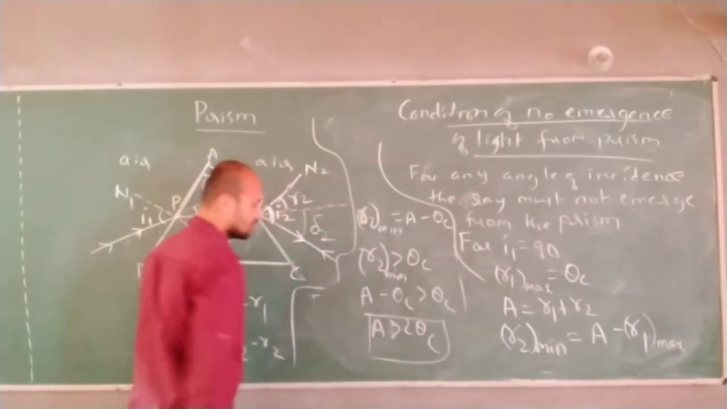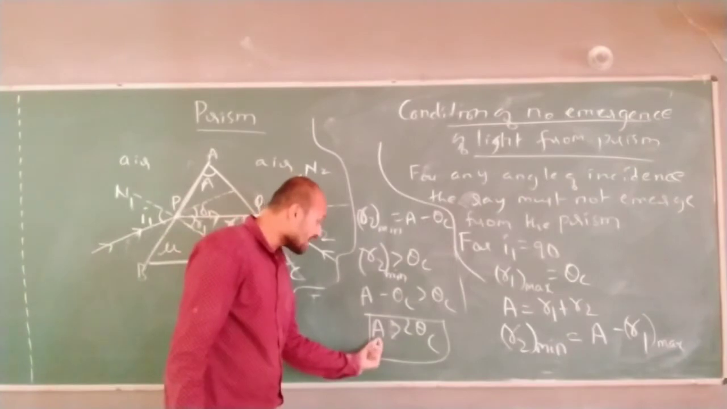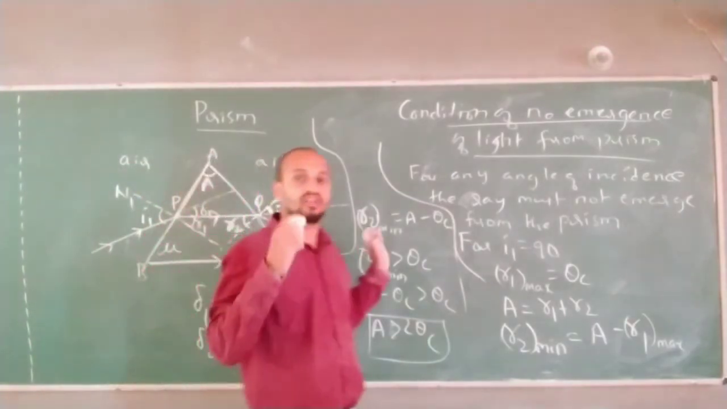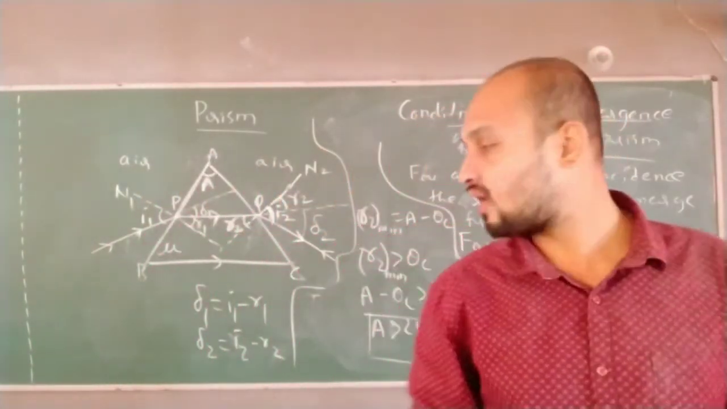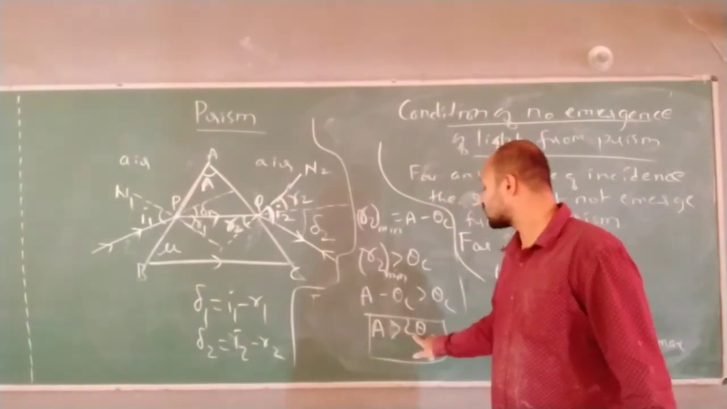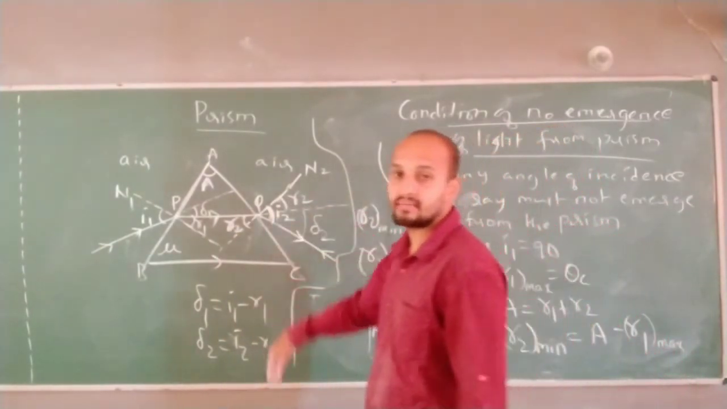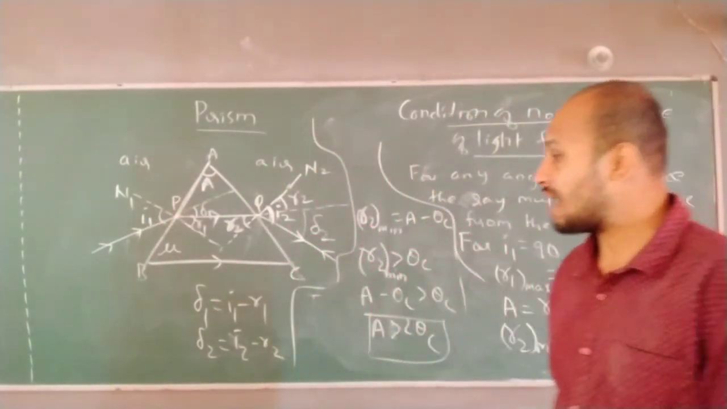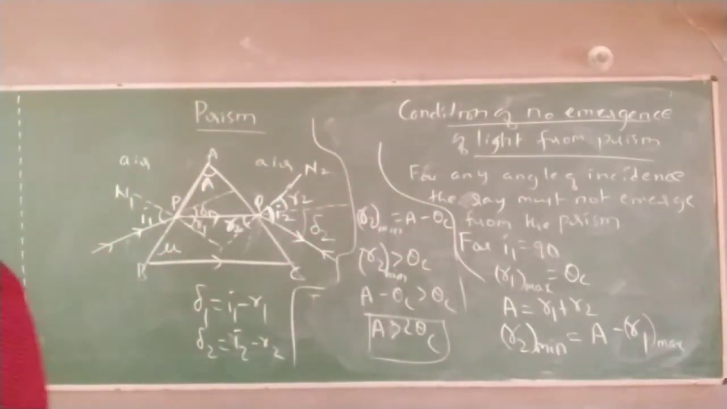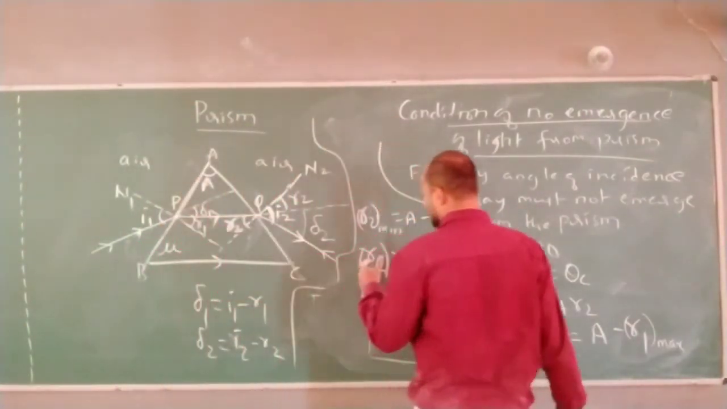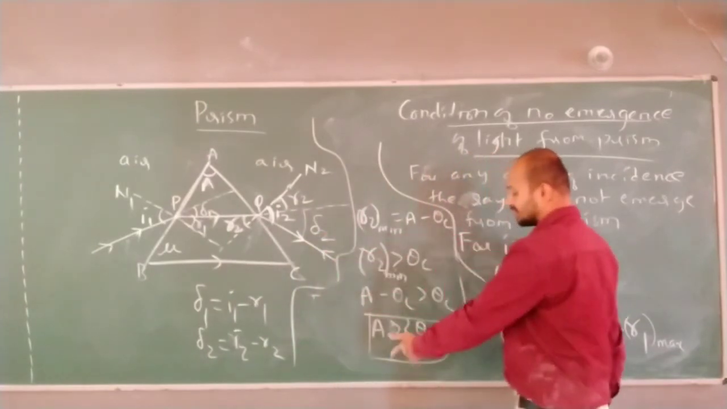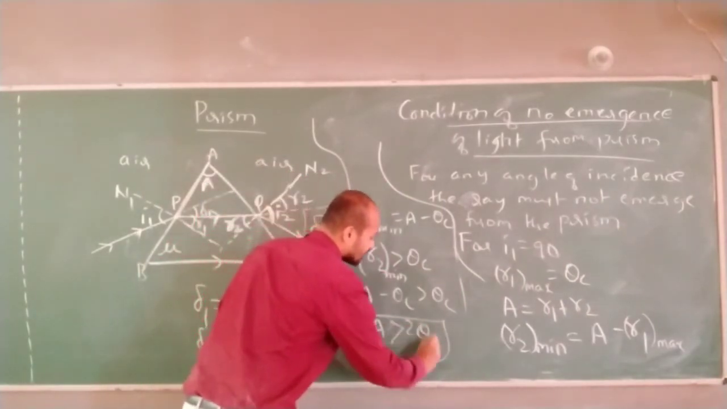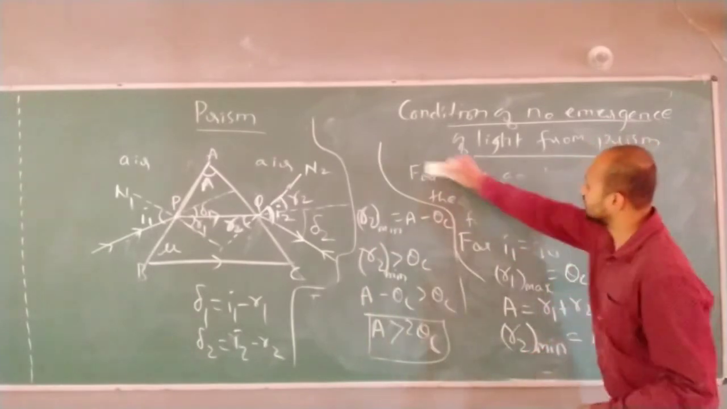This is one condition. If the angle of prism is greater than 2 times the critical angle of this medium, then this ray will not emerge out from the prism. That is what I am trying to tell. This R2 minimum must be greater than theta c. This will be the condition, a very important condition. For no emergence, A will be greater than 2 theta c.